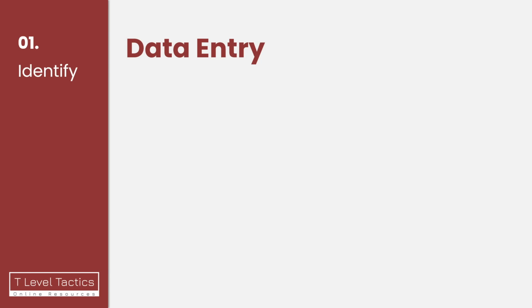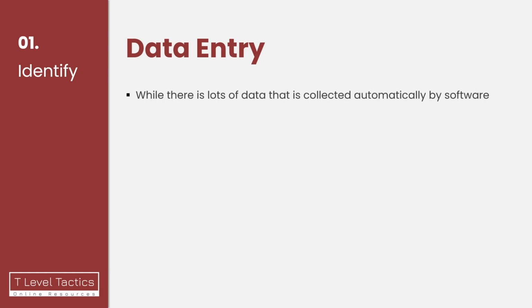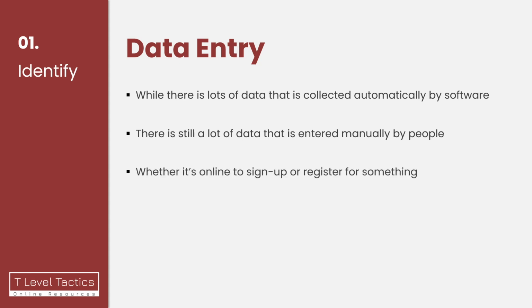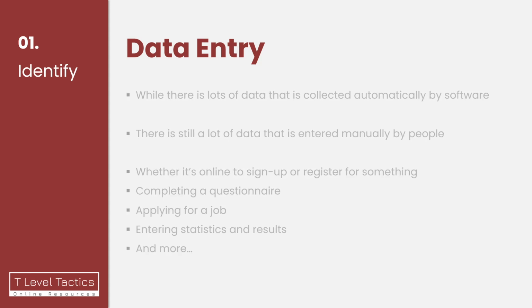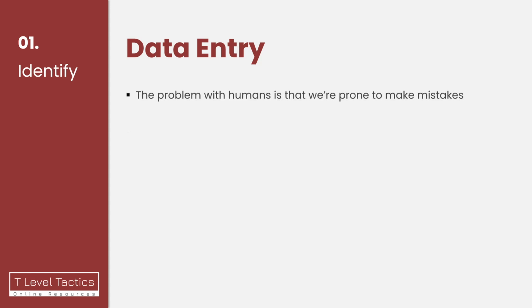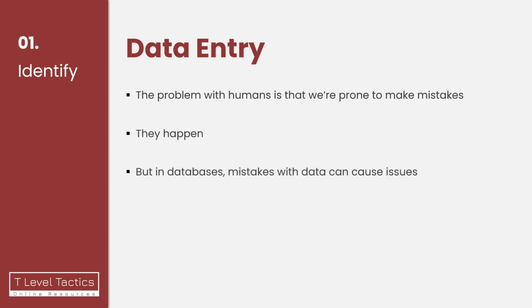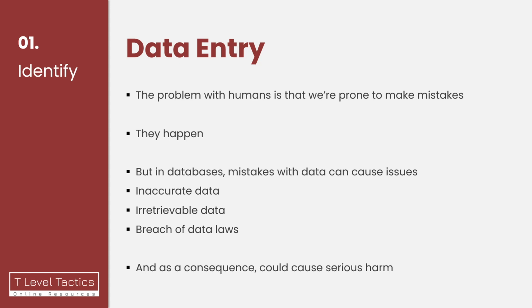While there's lots of data that is collected automatically by software, there's still a lot of data that's entered manually by people. Whether it's online to sign up or register for something, completing a questionnaire, applying for a job, entering statistics and results, and much more. The problem with humans is that we're prone to make mistakes. Unfortunately, they happen. But in databases, mistakes with data can cause big issues. We can have inaccurate data, irretrievable data, could even be in breach of data laws. And as a consequence, could cause some serious harm.